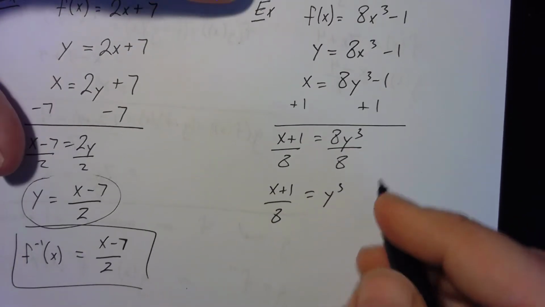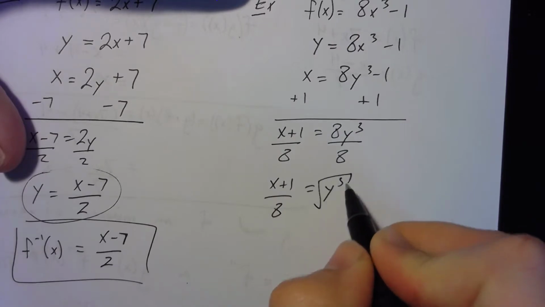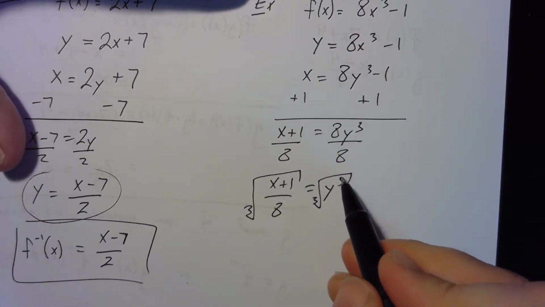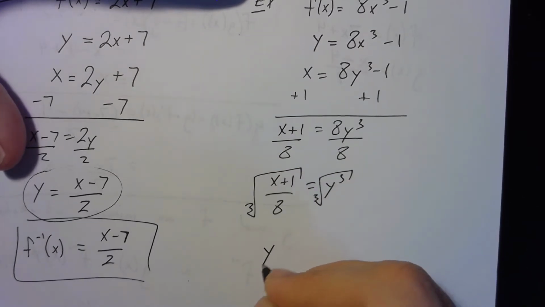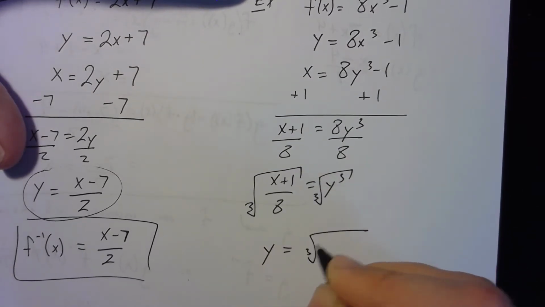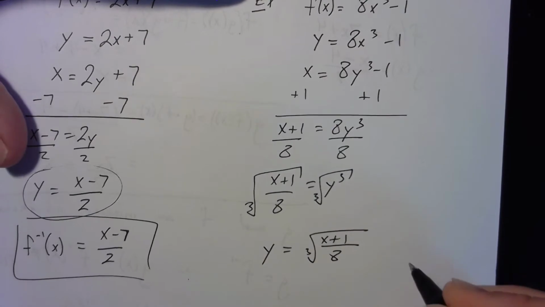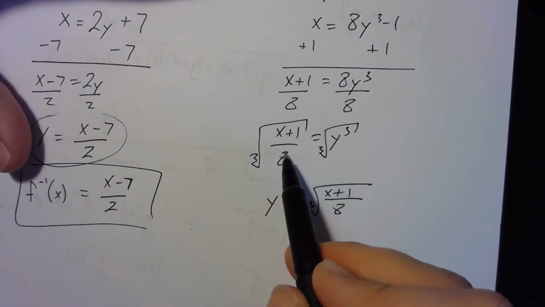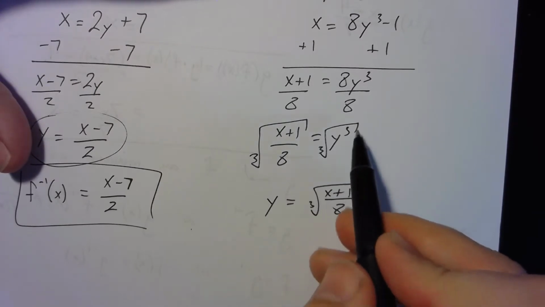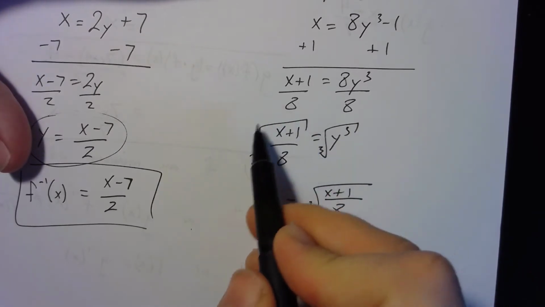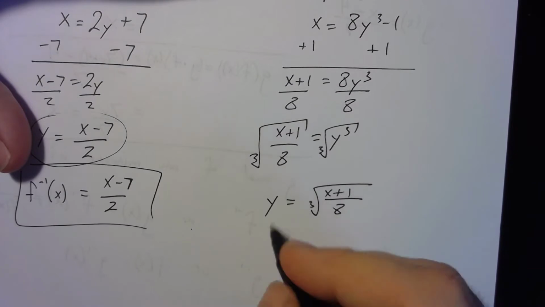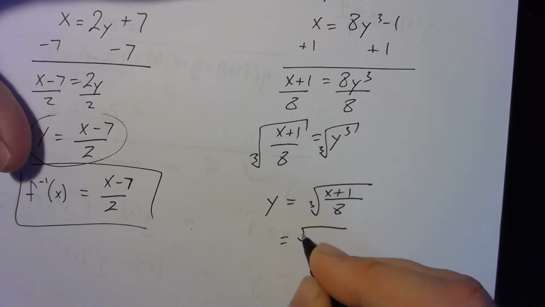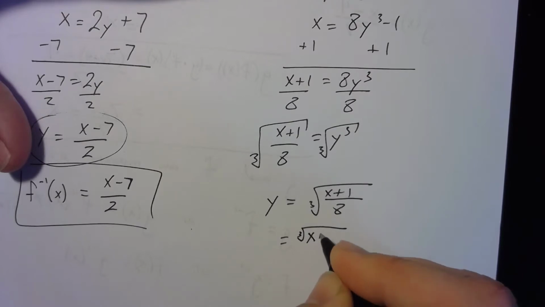And then to get y all by itself, I will have to cube root both sides, just like I would square root both sides, but this time because the power is a 3, I must cube root both sides. So that gives me y is equal to the cube root of x plus 1 all divided by 8. Now make note here how I've extended this radical all the way down below the 8. The importance of this is that everything on this side must be cube rooted and everything on this side must be cube rooted.